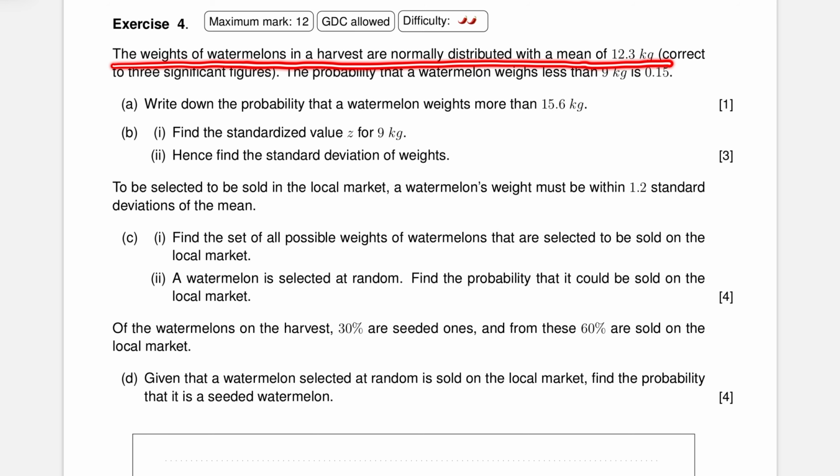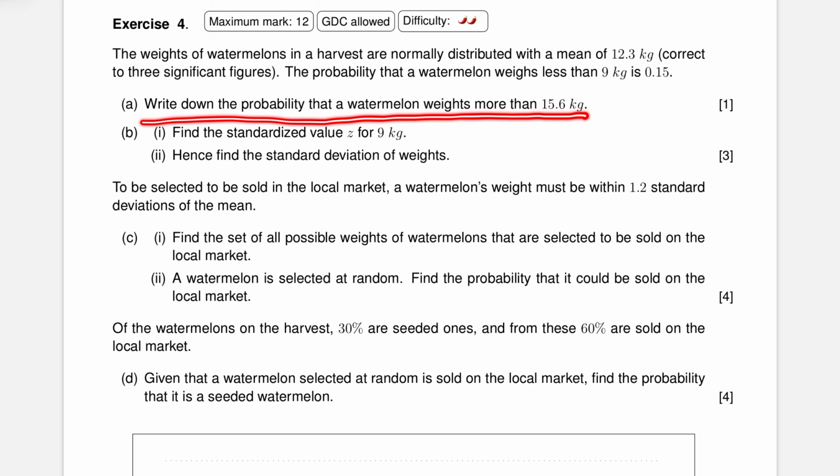Alright, let's get to exercise number 4, one that involves normal distributions with conditional probability also as one of the last questions. So let's take a look. We have the weights of watermelons being distributed normally with a mean of 12.3 kilograms. And in this case, notice that we were not given the standard deviation. Now, the probability that a watermelon weighs less than 9 kilos is 0.15.